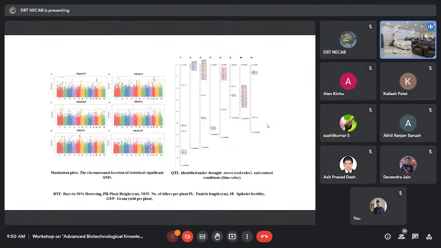Suppose you are looking for drought. What can be important to drought? Water absorption can be important to drought. Good roots can be important to drought. Stomata opening and closing can be important to drought. So if a QTL is linked to stomata opening, and the same QTL has some linkage towards, suppose, root length, that means this is a very good QTL for drought.